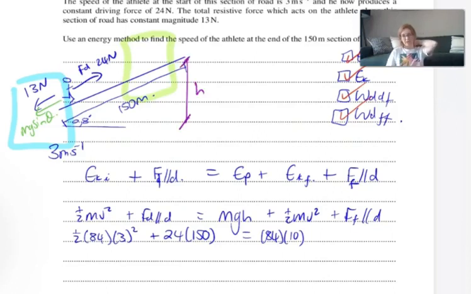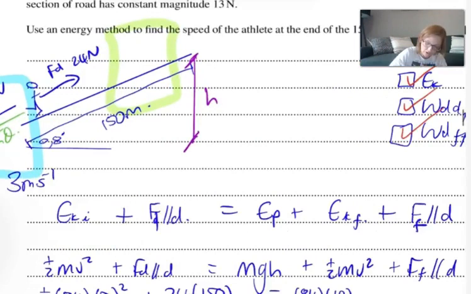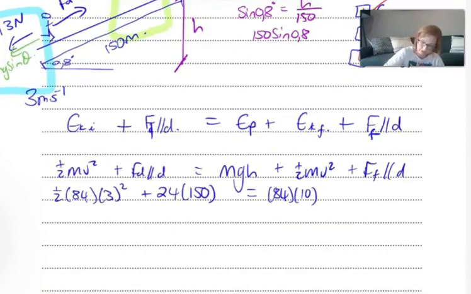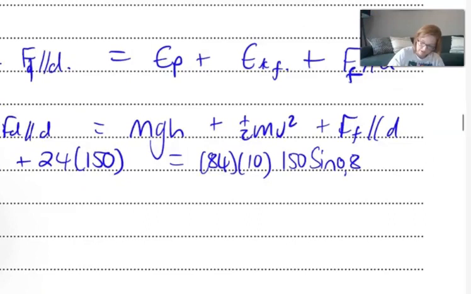All right, so whenever you're looking at potential energy, you're looking at change in vertical height, not the length of the slope. But we can use trigonometry. So in my triangle, sine of 0.8 is my opposite, which is my h, over my hypotenuse, which is 150. Okay, so h is 150 times sine 0.8. So that is 150 times sine of 0.8. Okay, I'm running out of space here.